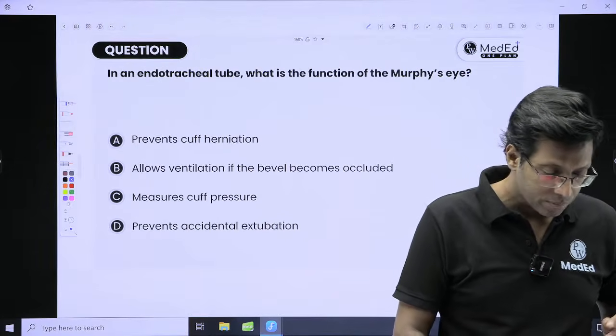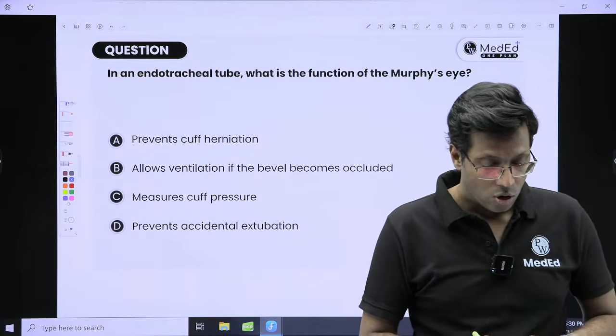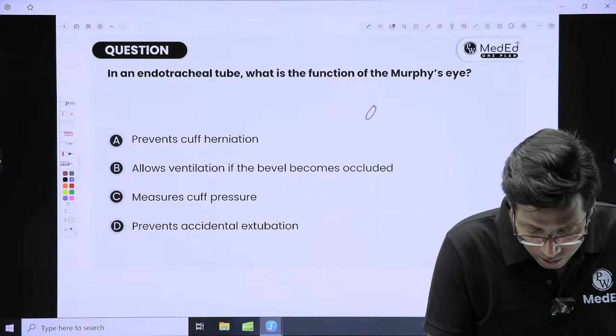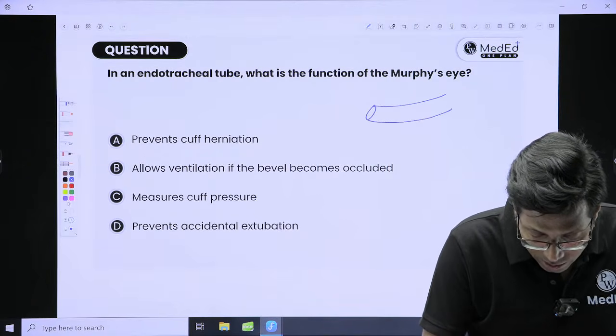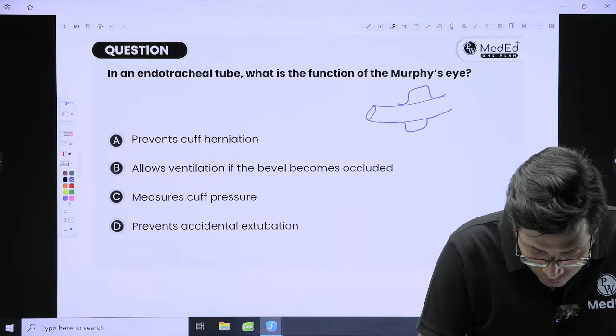Next question. In an endotracheal tube, what is the function of the Murphy's eye? All of you know the endotracheal tube has a small opening. So if this is the endotracheal tube bevel, right, here is the cuff of the endotracheal tube. Right next to here is a small opening.